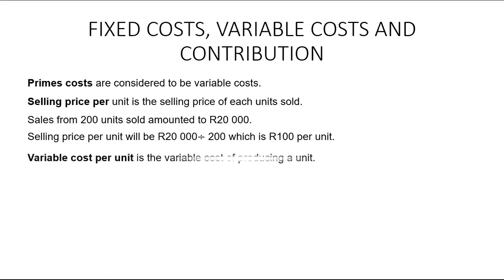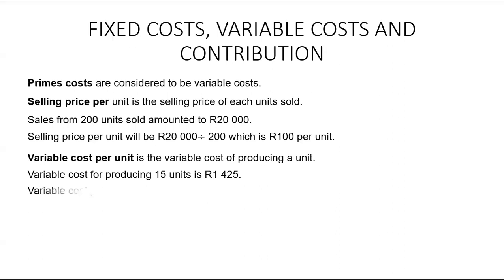Then we've got variable cost. Variable cost per unit, it's simply the variable cost of producing a unit. Now, if I've got variable cost of producing 15 units is 1,425. If I want the variable cost per unit, I'll just take that 1,425 and divide it by 15, and that'll give me 95. So 95 will be the variable cost per unit.